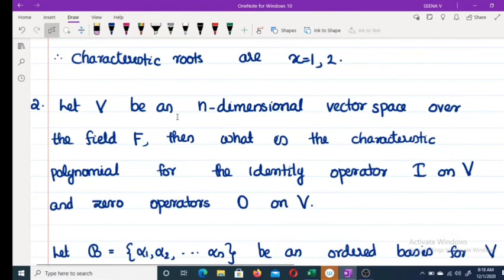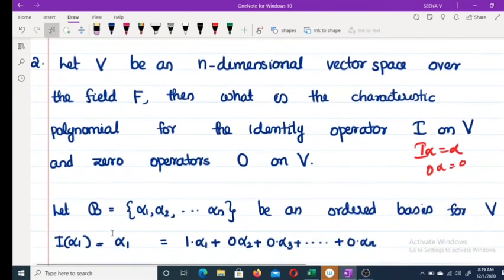Now, next one. Let V be an n-dimensional vector space over the field F. Then what is the characteristic polynomial for the identity operator I on V and the zero operator 0 on V? Identity operator I means I alpha equal to alpha. Zero operator means 0 of alpha equal to 0. Now let B equal to alpha 1, alpha 2, etc., alpha n be an ordered basis for V.